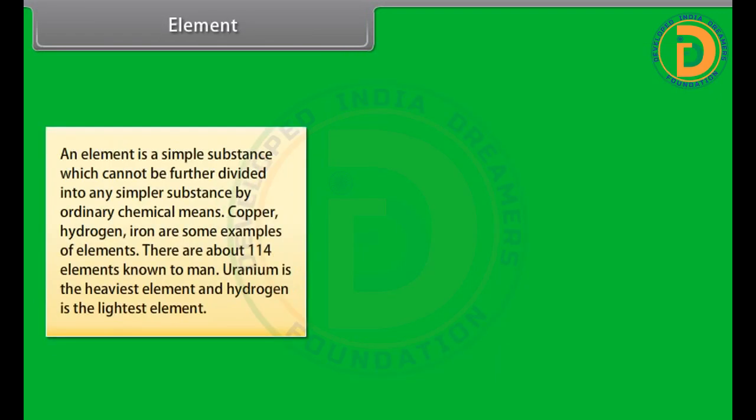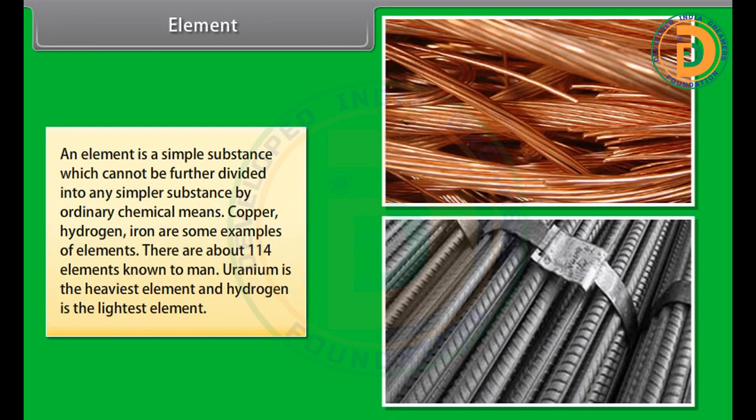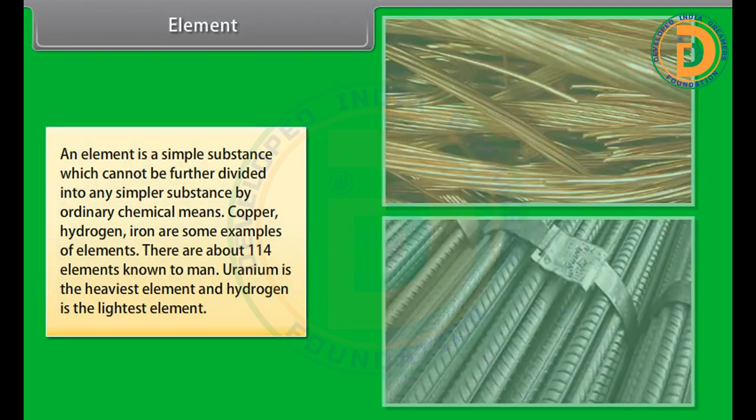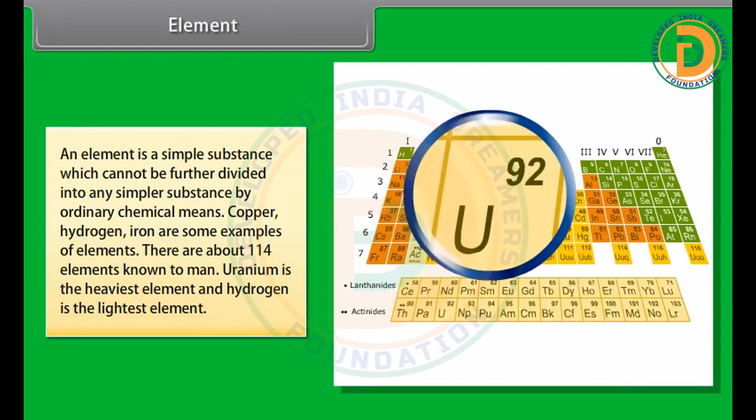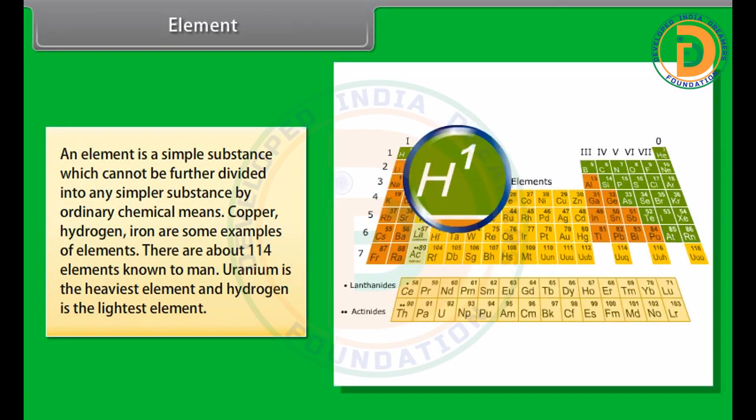mixtures. Element. An element is a simple substance which cannot be further divided into any simpler substance by ordinary chemical means. Copper, hydrogen, iron are some examples of elements. There are about 114 elements known to mankind. Uranium is the heaviest element and hydrogen is the lightest element.